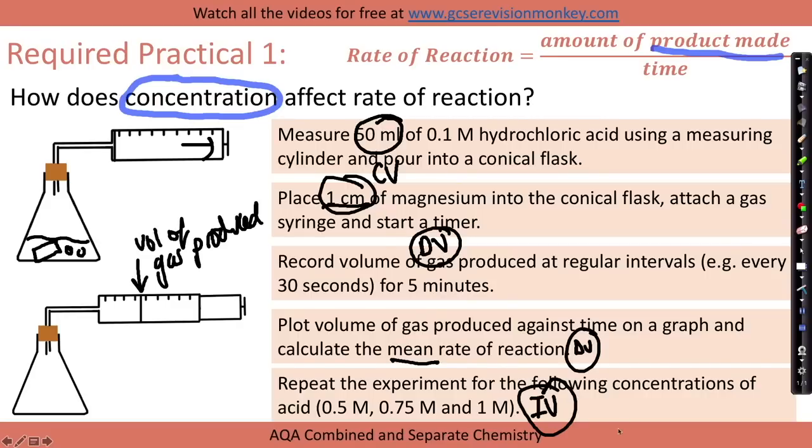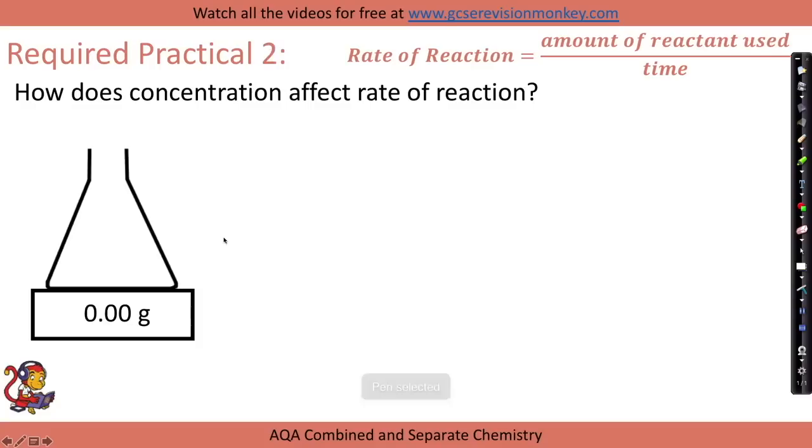As in all experiments, it's also really important to talk about the fact that you're going to repeat the experiment 3 times and calculate a mean for each concentration of acid that you're using. So a different practical setup now, but still looking at how concentration affects the rate of reaction. This time, this focuses on the amount of reactant used over time.